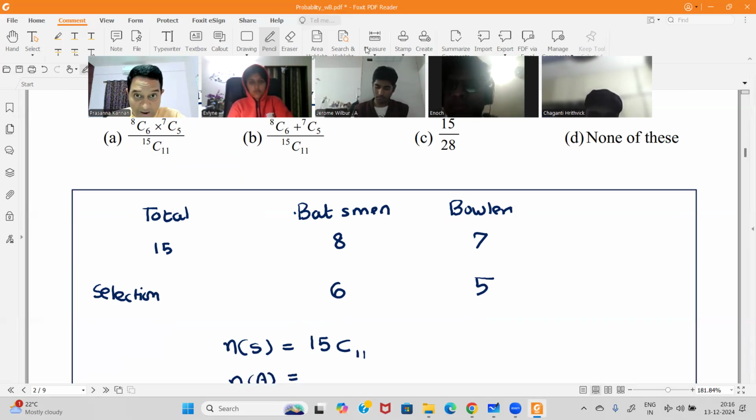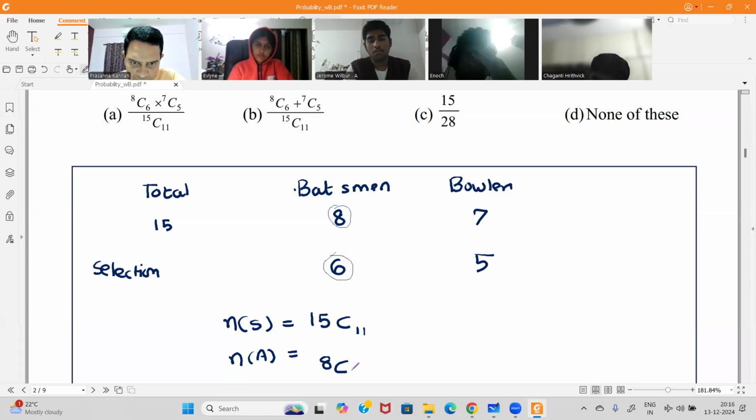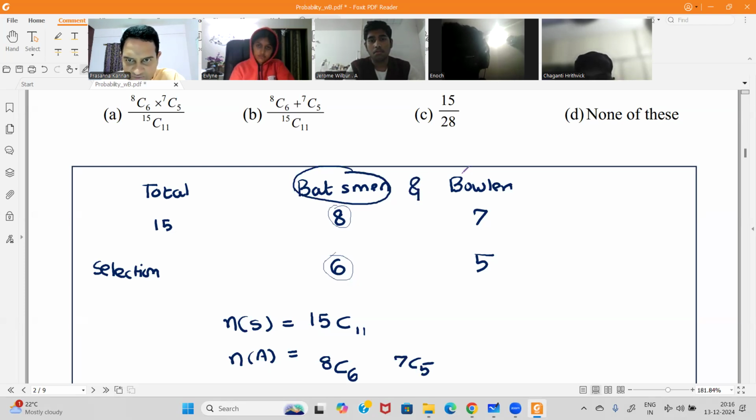Now let's look at what we actually want. We want 6 batsmen and 5 bowlers to be selected. I have 8 batsmen. From that, I'm going to select 6 batsmen. How many ways can I do that, Jerome? 8C6, sir. Very good. So I can select 6 batsmen out of 8 in 8C6 ways. How many ways can I select 5 bowlers from 7 bowlers? 7C5, sir. Correct. Now, I'm selecting the batsmen and I'm selecting the bowlers. So whenever I have 'and', what is the operator that I use? Multiplication, sir. Very good. Excellent.